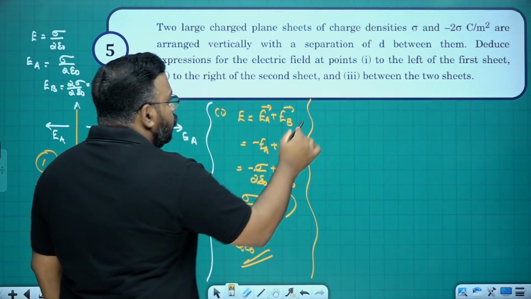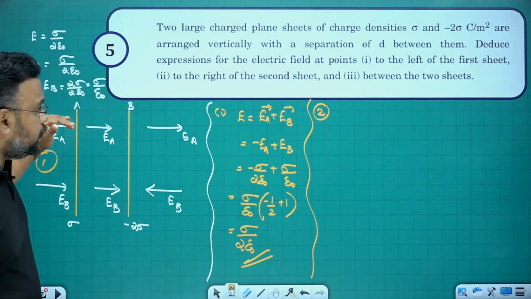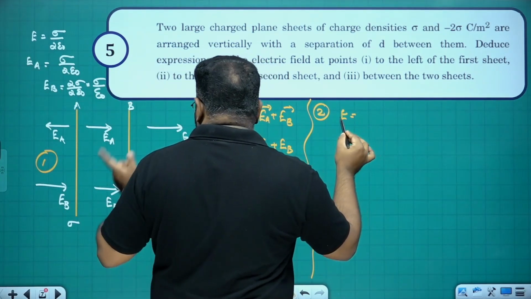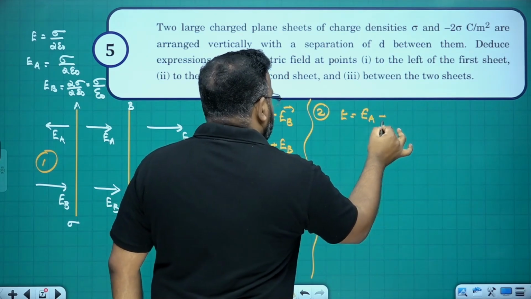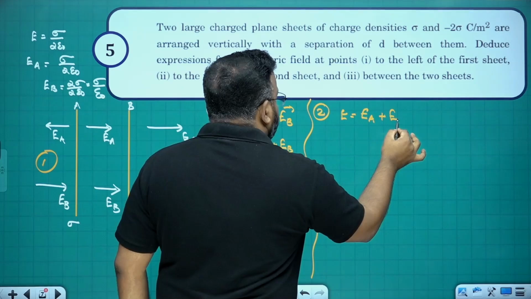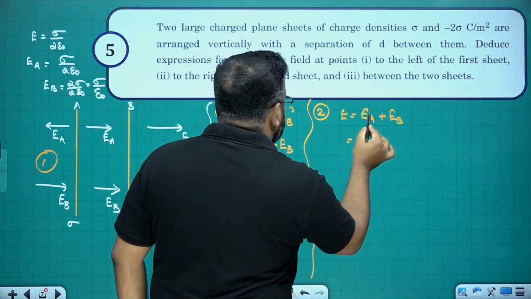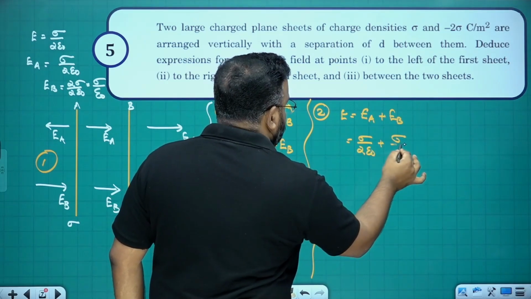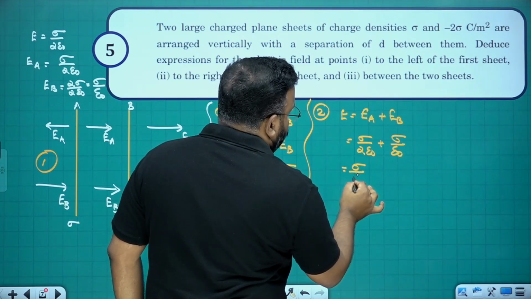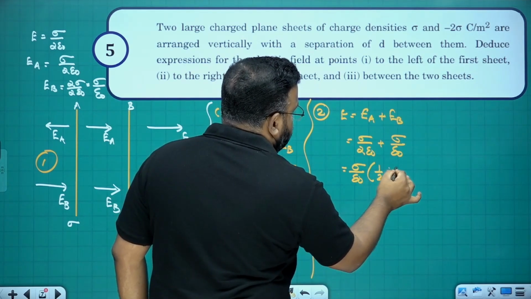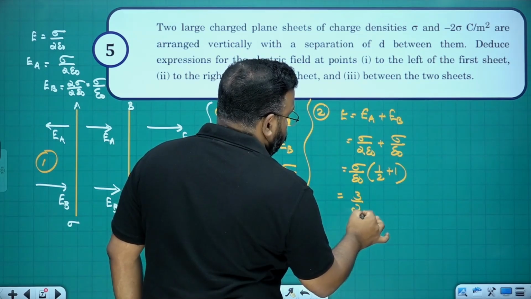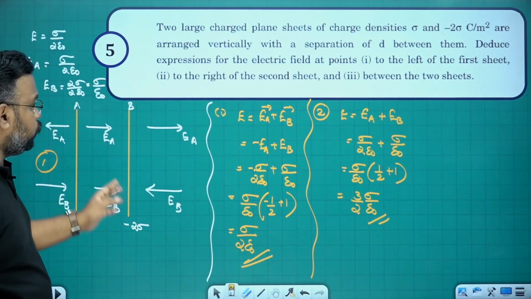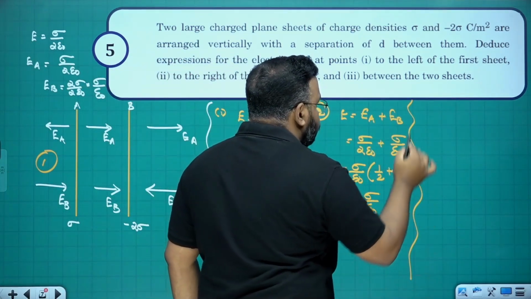Now, can you tell me in the second region? In the second region, you can see EA towards right and EB also towards right. So E equals EA, positive, plus EB, also positive. Both are positive in the second region, so it's easy to calculate. EA is sigma by 2 epsilon naught plus EB is sigma by epsilon naught. So we get sigma by epsilon naught into 1 by 2 plus 1, which is equal to 3 by 2. So 3 by 2 into sigma by epsilon naught, in region 2. Now what about region 3?